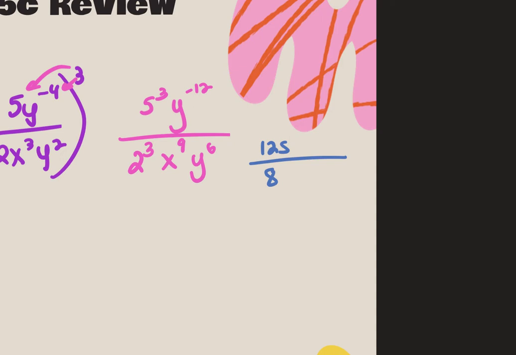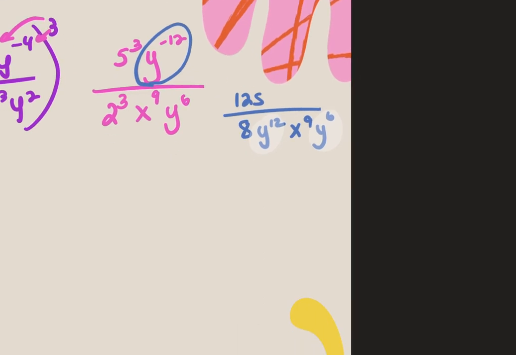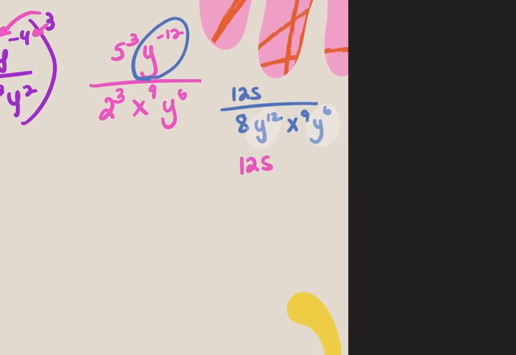Anything that has a negative exponent is going to move. So the y to the negative 12 has to go to the bottom. And then the x to the 9th and the y to the 6th stay because they're positive exponents. And then I have two y's being raised to a power. When you multiply terms that have the same base, you add the exponents. So this should have been 125 over 8 x to the 9th, y to the 18th.